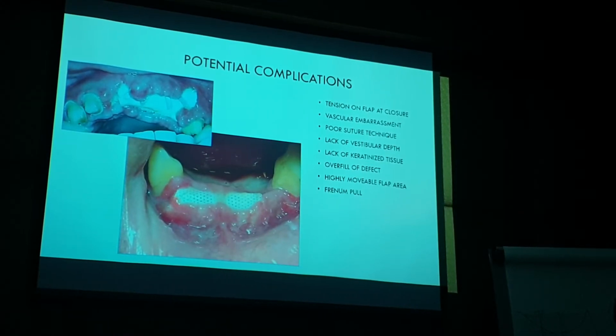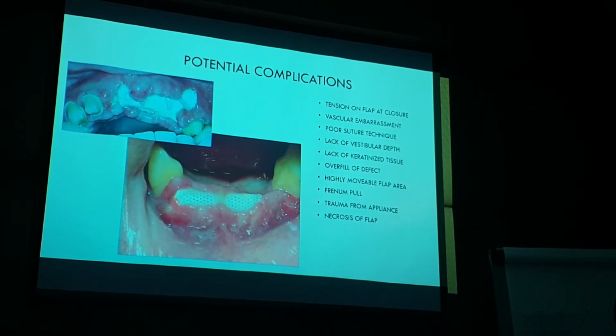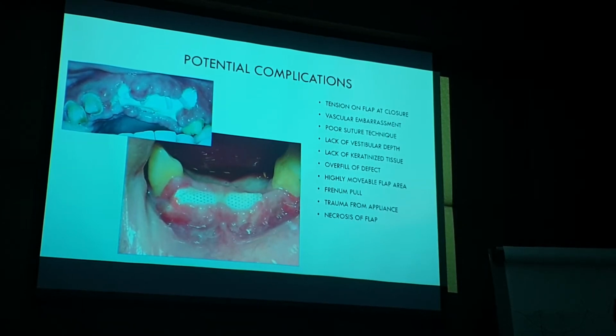Frenum pull, right here. Trauma for an appliance. What are they going to wear over this when they're done? You're going to wear an appliance that sits on the tissue? Forget it. It's always going to open up. Necrosis of flap. How do you get necrosis of the flap? Well, you get vascular embarrassment from getting crazy with your suturing technique. If your tissue's blanching when you're suturing, you don't expect to get anastomosis of your flap margins.